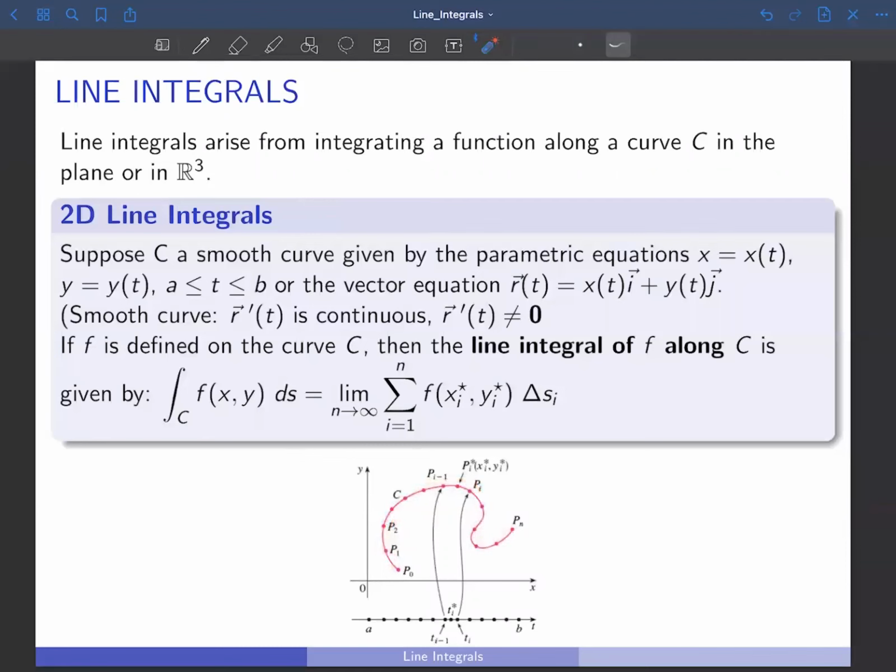Essentially what we do here is we divide the curve C into n sub-arcs, where each sub-arc has a sub-length delta s1, delta s2, up to delta sn, and we choose any point Pi star with coordinates xi star, yi star in the ith sub-arc.